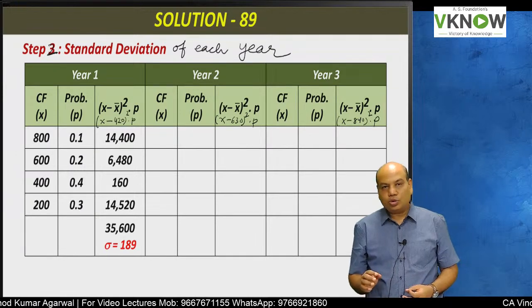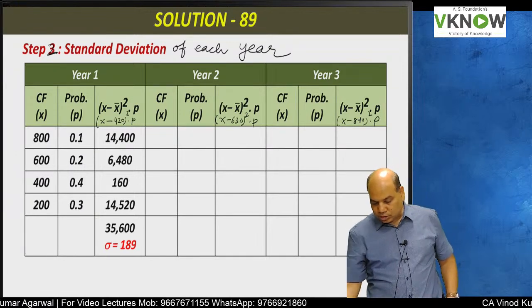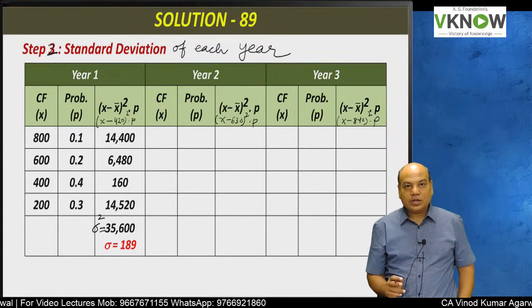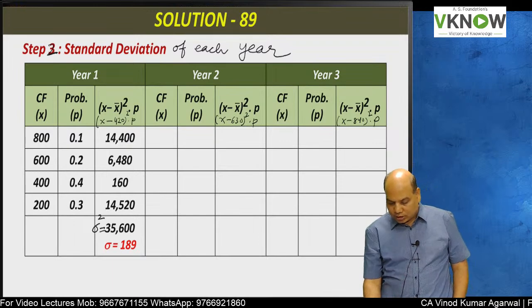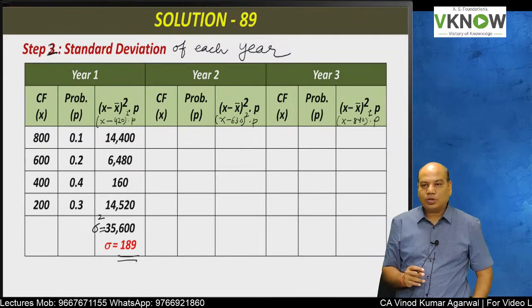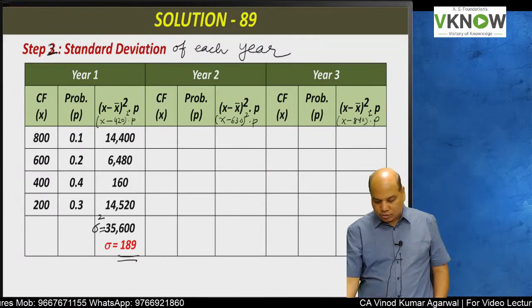14520. Take the total first. This total is sigma square. Sigma square is 35600, and for standard deviation, take the square root and round off. Square root is 189.